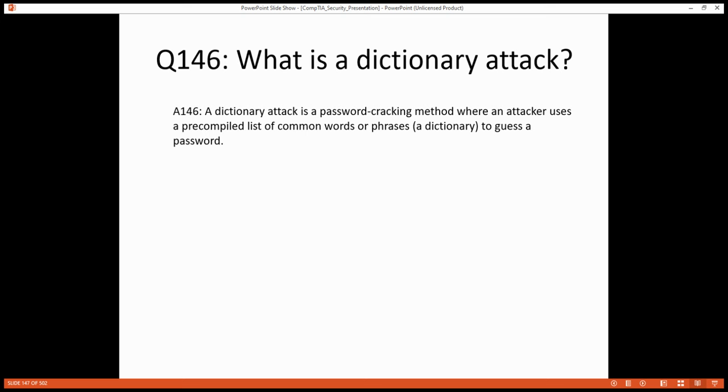Q146. What is a dictionary attack? A146. A dictionary attack is a password cracking method where an attacker uses a precompiled list of common words or phrases, a dictionary, to guess a password.